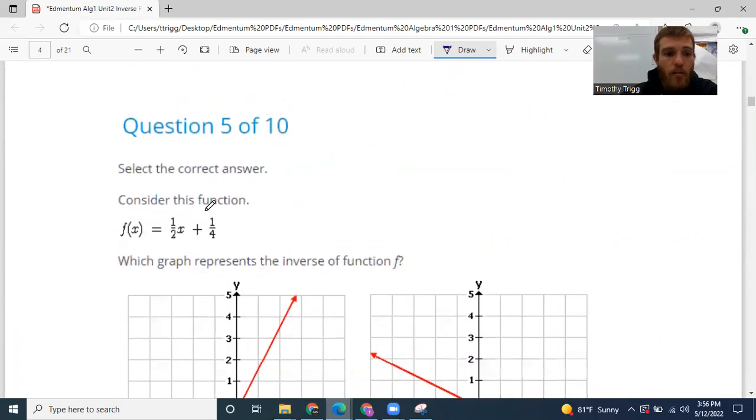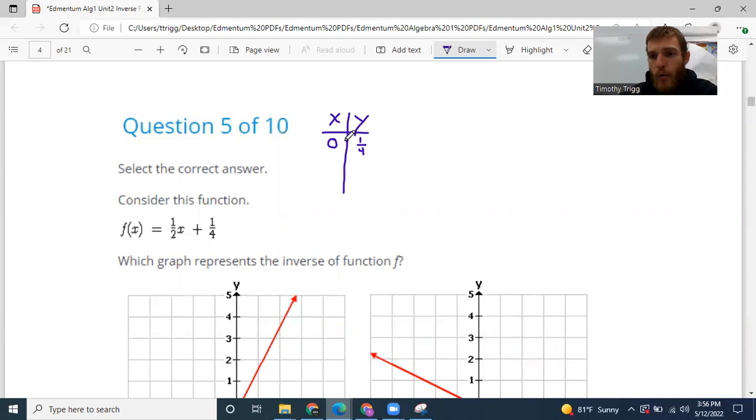Let's find a couple of points for this function here. We can use any X coordinate we want, but I like to use 0 because that usually works out pretty easily, because 1/2 times 0, anything times 0 is 0, plus 1/4 is 1/4. So this function, f of X, will go through 0, 1/4.